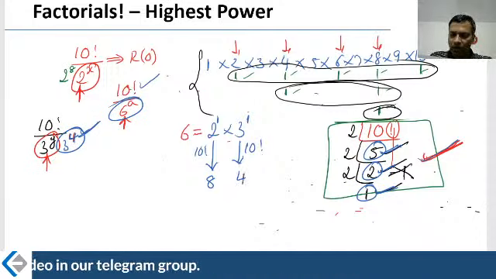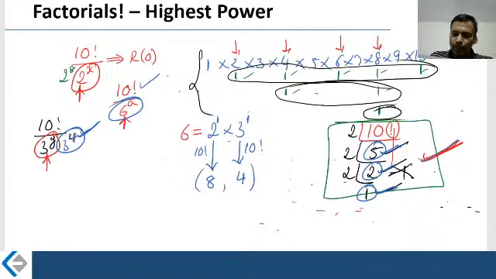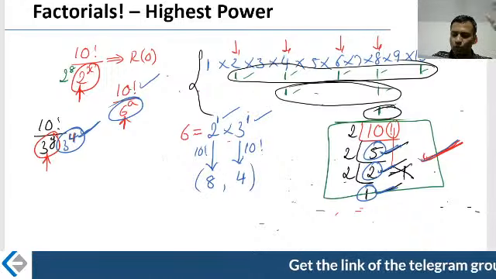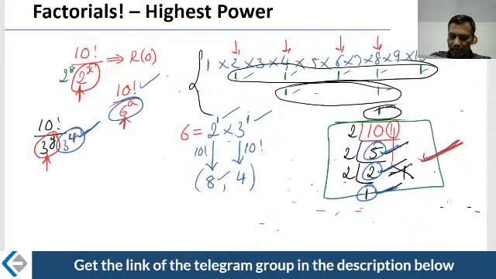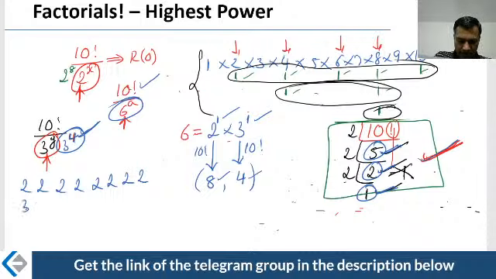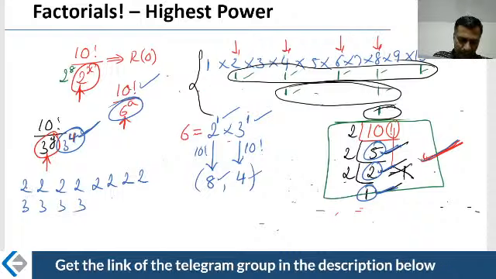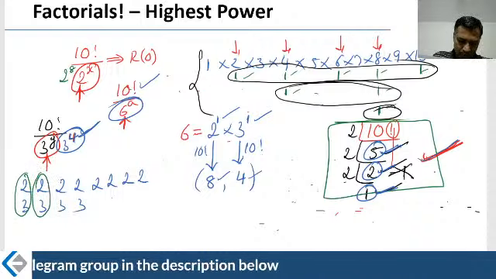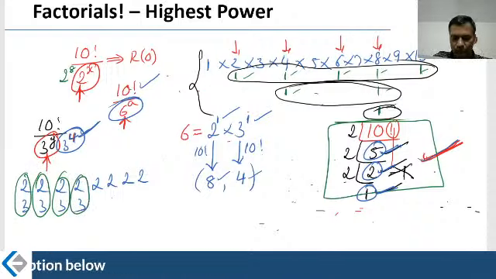Now what should I do? Now I need to marry one 2 with one 3. How many 2's do I have? 8. How many 3's do I have? 4. So I have 8 2's and 4 3's. You are marrying them. You are saying that a 2 and a 3 becomes a 6.